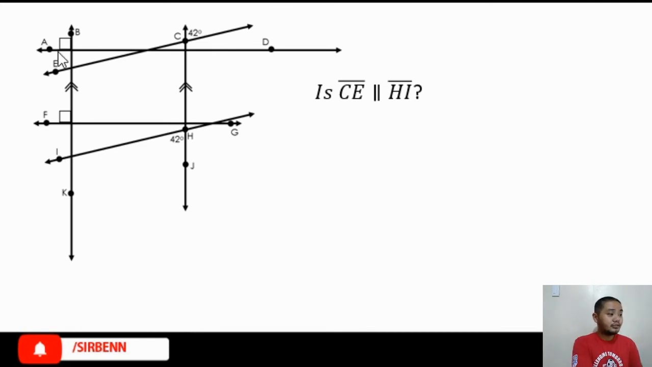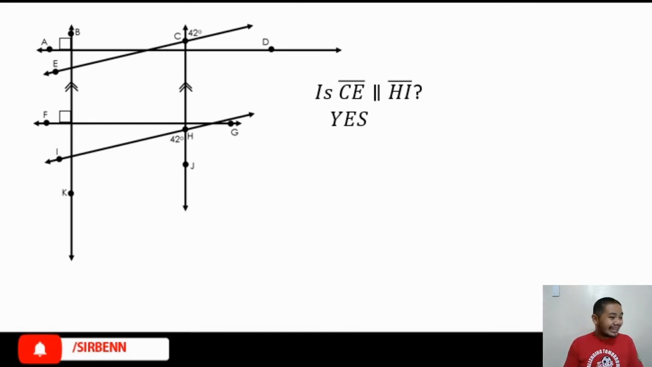Etong part na to, ibig sabihin, ito ay isang right angle, ito ay isang right angle, 42 degrees yung measurement na to, meron din dito. Tapos, yung dalawang lines na nakatayo, parallel sila because of this symbol. Okay? So, is CE parallel to HI? My answer here is yes.